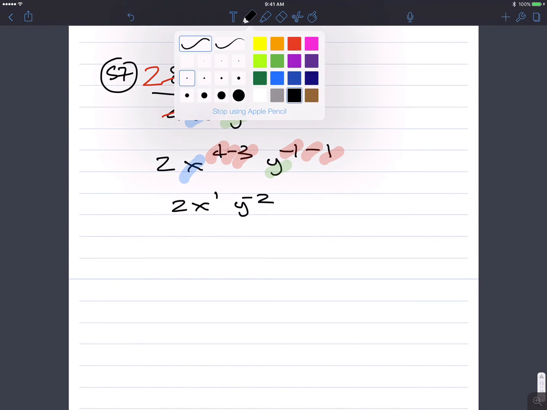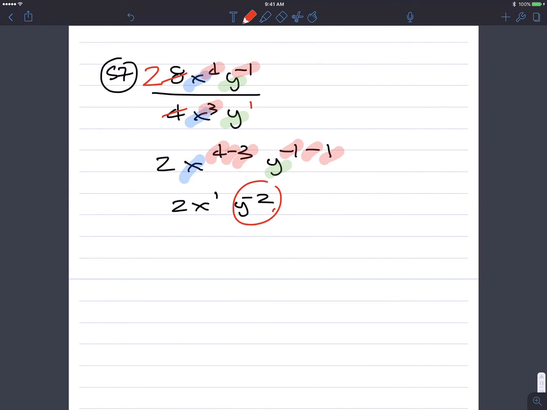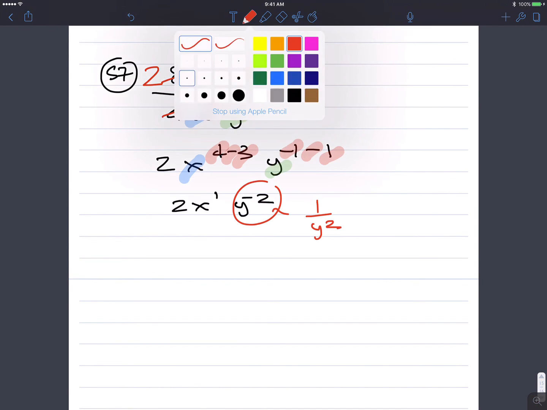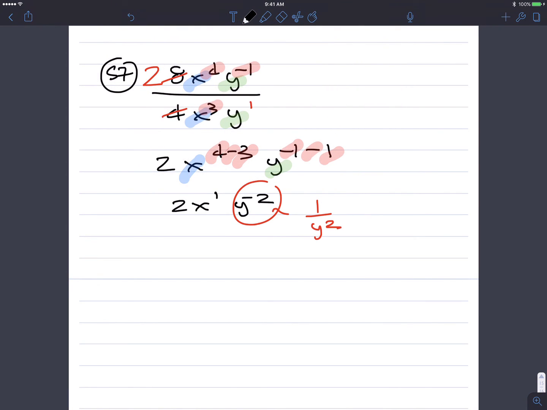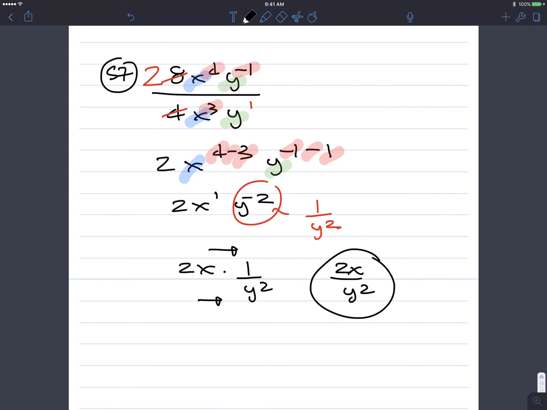Now remember, this is 1 over y squared. Write it as a positive power. I get 2x times 1 over y squared, a whole number times a fraction. This is 2x over simply y squared. And that's 57.